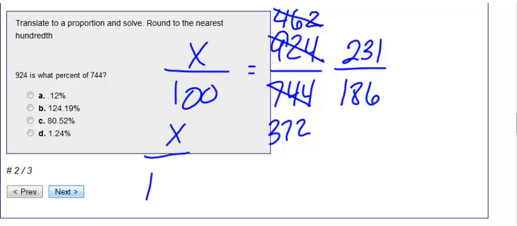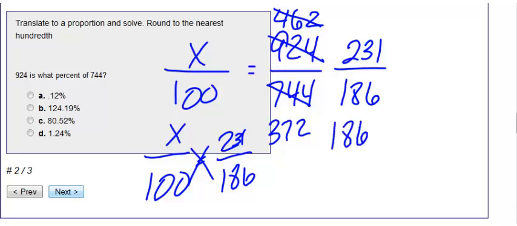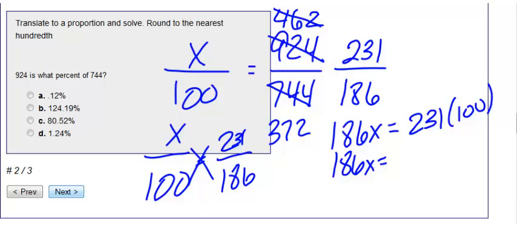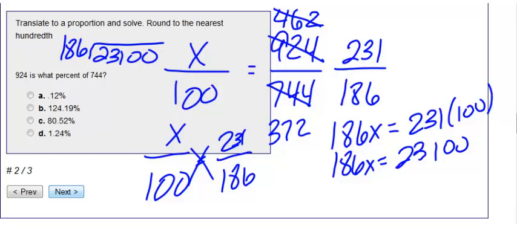I have X over 100 equals 231 over 186. Cross multiply. We get 186X equals 231 times 100. So I get 186X equals, when I multiply that, I get 23,100. And then I need to divide. Okay, so let's divide over here. We have 186 into 23,100. Okay, so 186 goes into 231 one time.